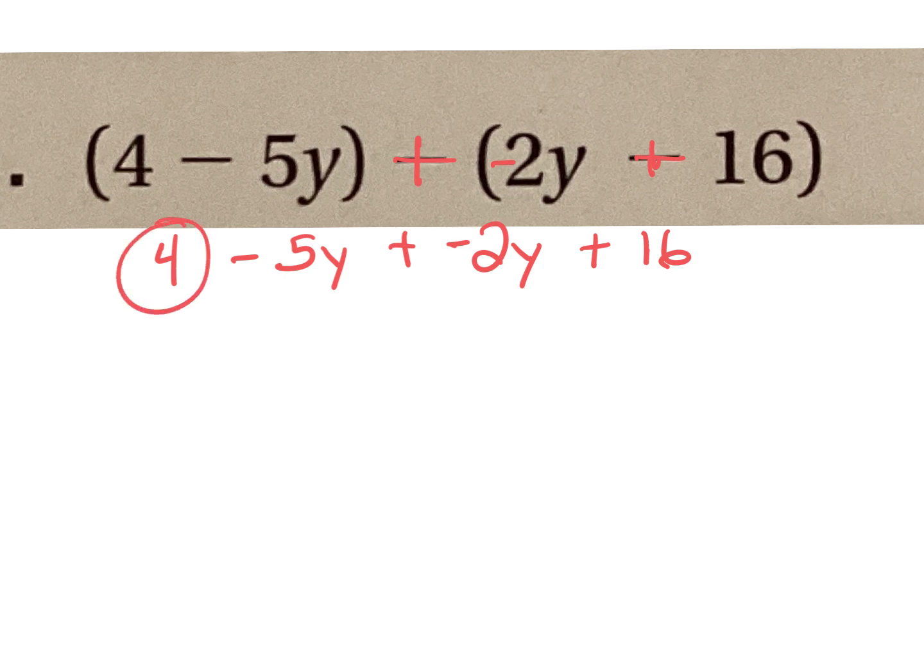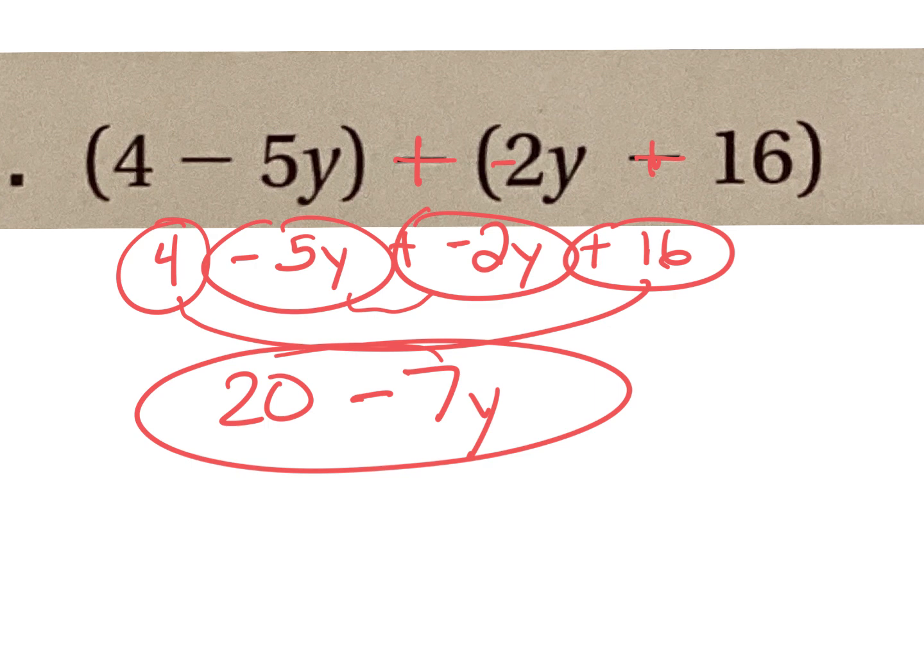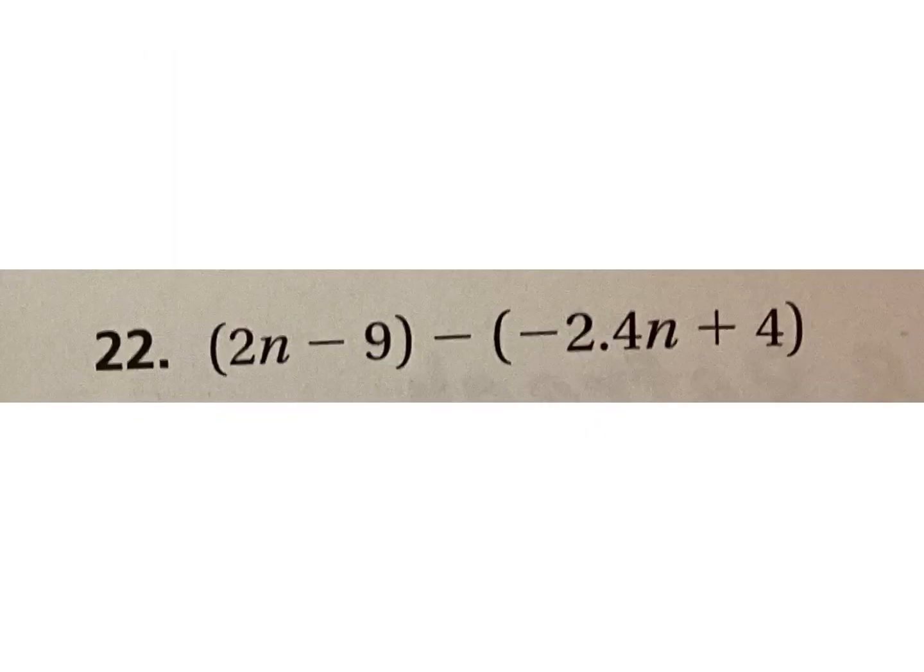Okay, I have that, and that. I see the 4 and the 16 are both constants, so I'm going to put those together, and that gets me 20. And then a negative 5y plus a negative 2y is minus 7y. Okay. I think once you add the opposite, it will be much simpler to be able to put your terms together. Add the opposite. Okay.